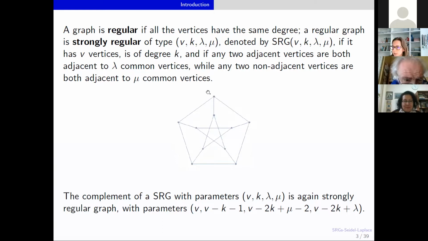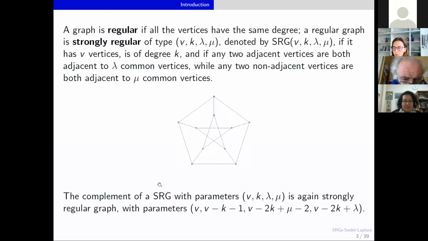So this is a regular graph. As we said, it has 10 vertices. Every two adjacent vertices, you can take any, but for example these two, have no common adjacent vertices, while any two non-adjacent vertices, for example these two, have exactly, in this case, one common vertex. So this is a strongly regular graph with parameters 10, 3, 0, and 1.